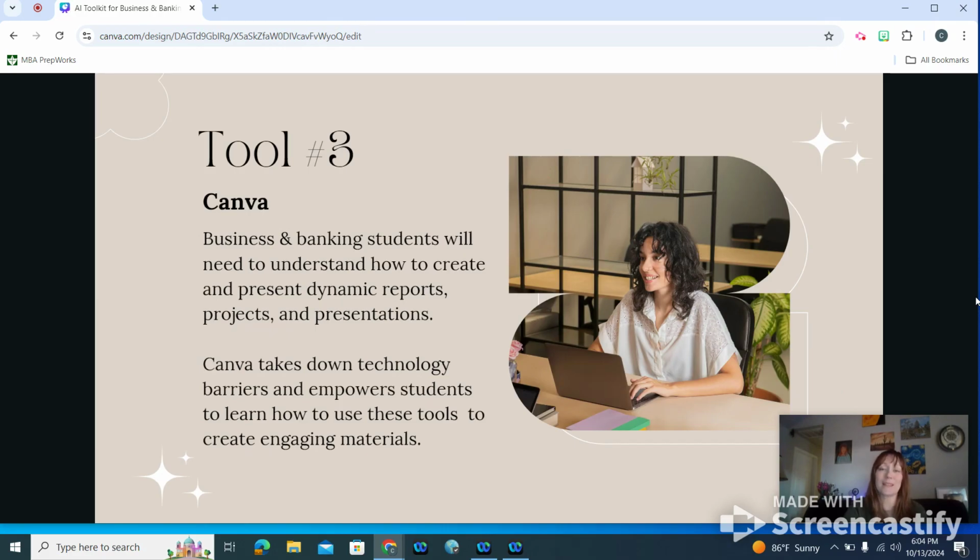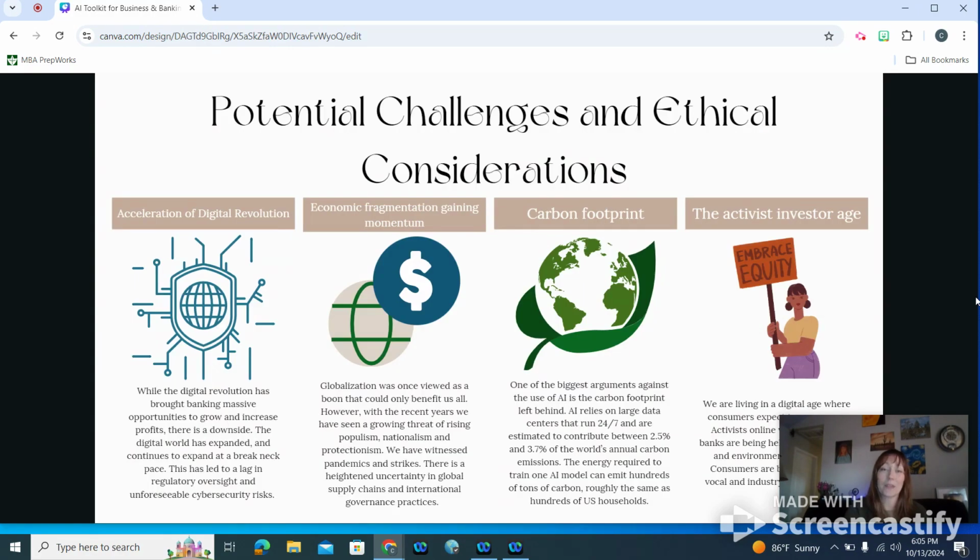Tool 3 that I like to use in the classroom would be Canva. Business and banking students will need to understand how to create and present dynamic reports, projects, and presentations. And Canva really helps take down that technological barrier and empower students to learn how to use these tools to create engaging materials. Now, there are a lot of potential challenges and ethical considerations to keep in mind.